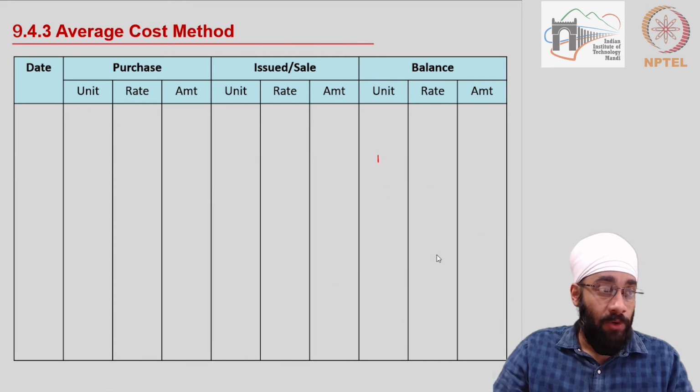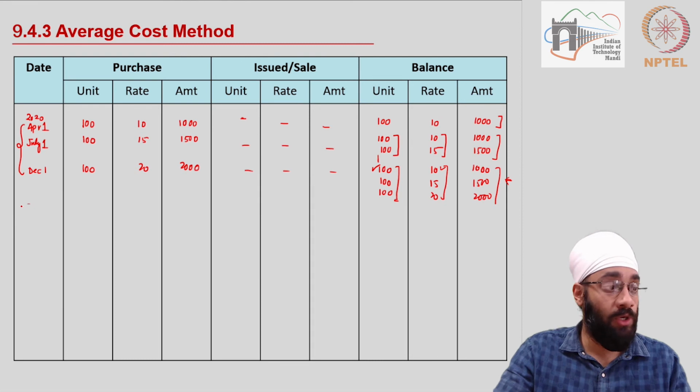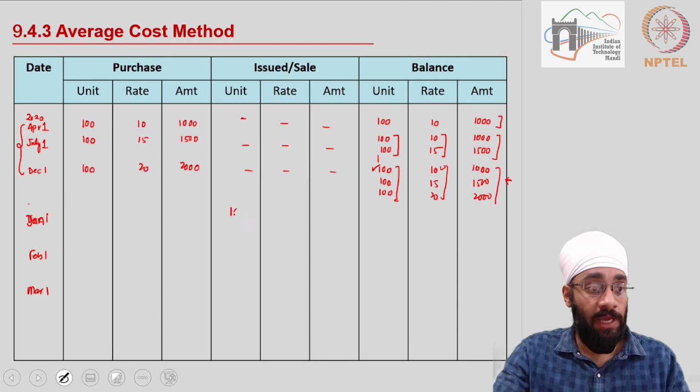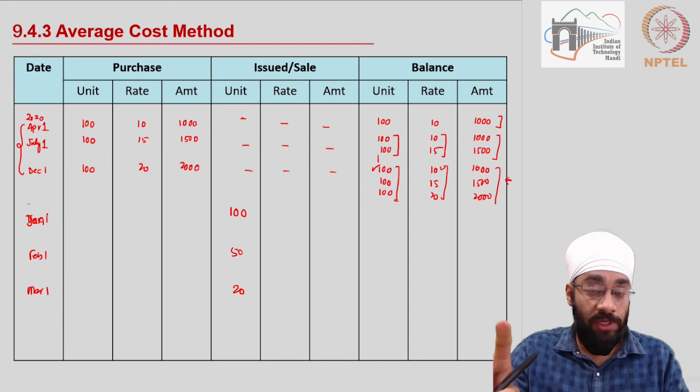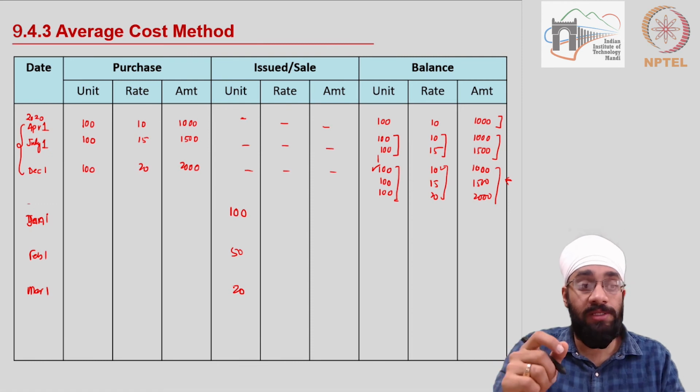Now let's look at another method which is called the average cost method. Again, the top three entries are going to be the same. The only difference is going to be in the entries on January 1st, February 1st and March 1st. And in this case, again, we have 100 units being sold, 50 and 20. The only question to be answered is, at what price do we record these sales?